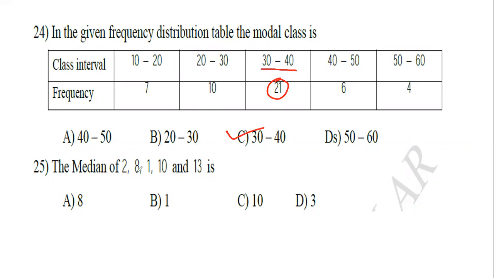The median of 2, 8, 1, 10 and 13 is dash. First, write it in ascending order. First is 1, next is 2, next is 8, next is 10, next is 13. So in between this, which one is the middle number? Middle number is 8. So this is the median. So which option is right? Option A is correct.